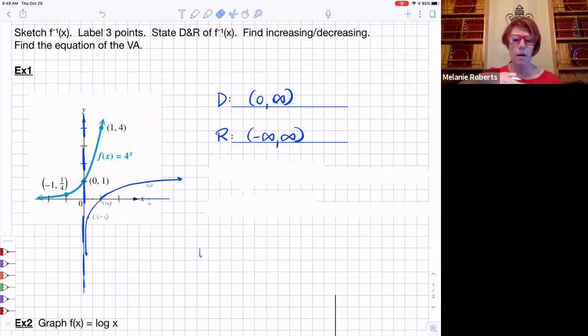We're going from the bottom, it goes down forever and ever, and we're going all the way up to the top. It goes up forever and ever. It goes slowly up forever and ever, but it does go up forever and ever.